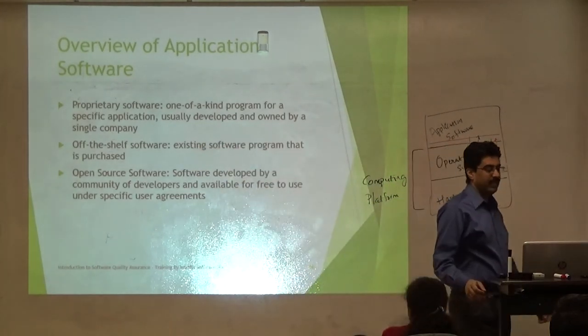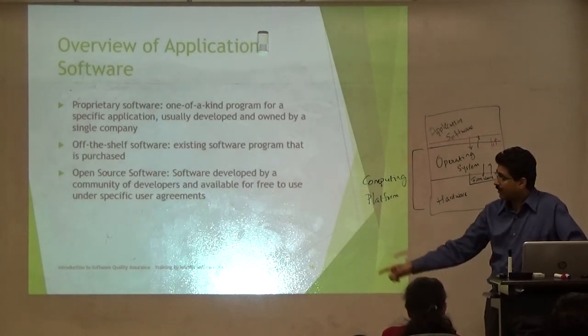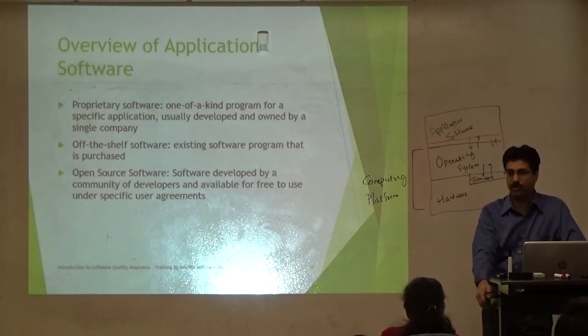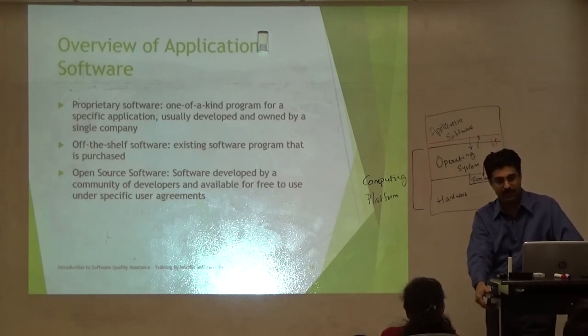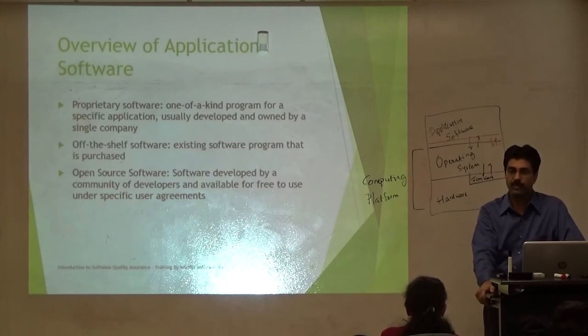The second type is off-the-shelf software. It's software still written by probably one company or a consortium, and there are still intellectual property rights associated with it. You still can't do whatever you want with that software. But it's written in such a way that it is not targeted at only one platform; it can run on a whole bunch of platforms, and you can just download it, install it, configure it, and use it.